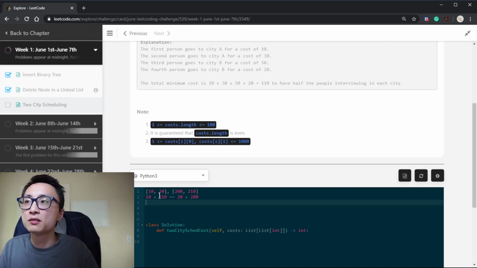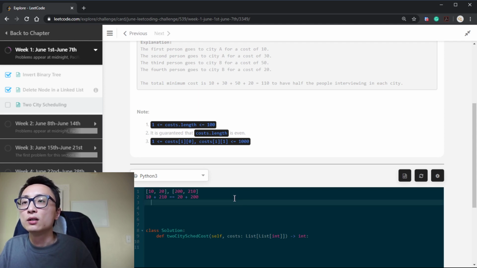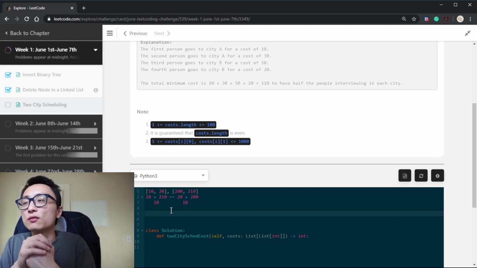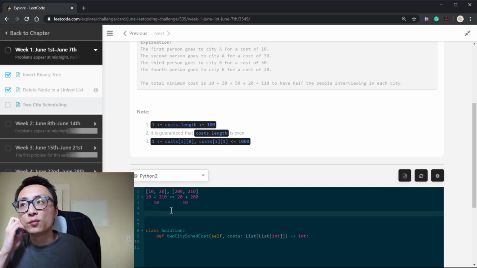So that means it doesn't matter which city we send person 1 to. The reason is that the price difference is actually the same for each person. If we subtract the first element from the latter one, the difference is 10. Since the difference is the same, it makes no difference which city we send these 2 people to. So this simple example tells us the individual price does not matter. All that matters is the difference between these 2 prices.